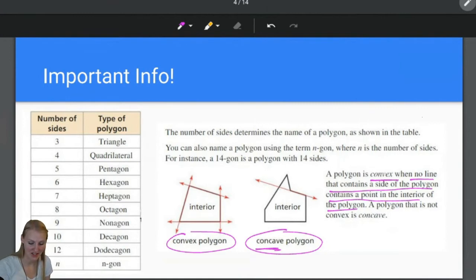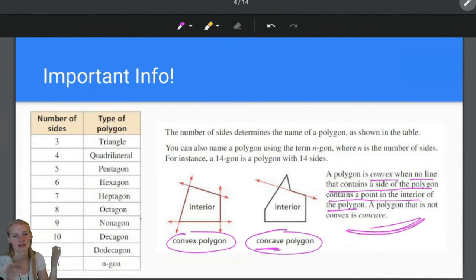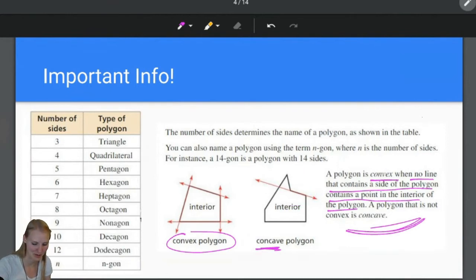Concave means that it has a dent in it, basically. It's got a dent facing into the polygon. It's got a little cave. That's how I think about it. So here is your fancy definition of what convex means. A polygon that isn't convex is concave. But concave is just anything that has a little dent or a little cave in it. That's how I think about it.